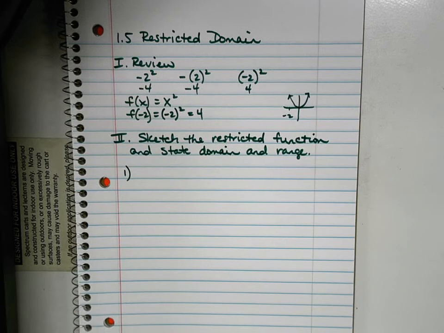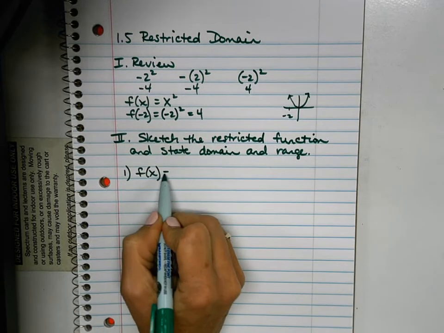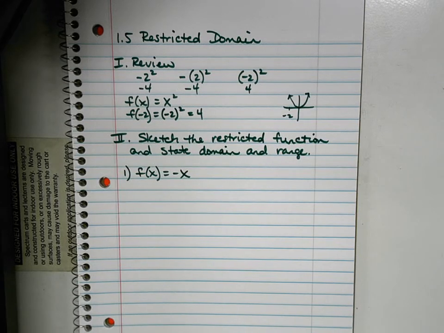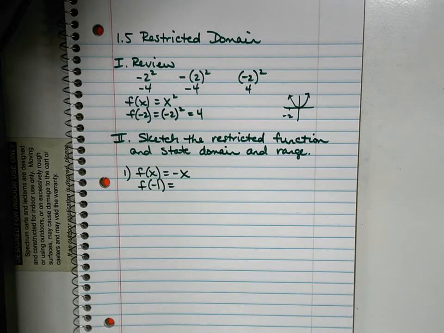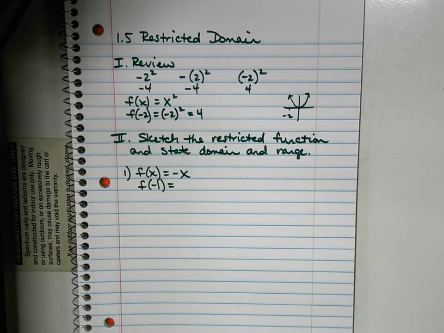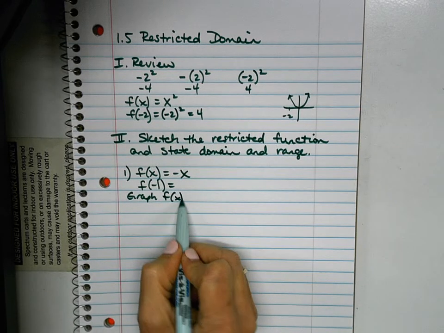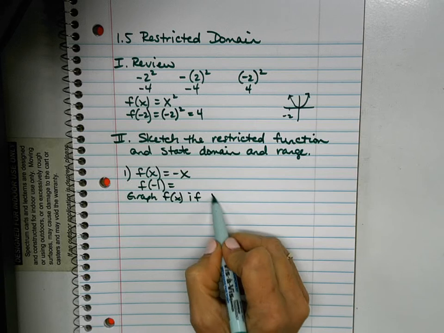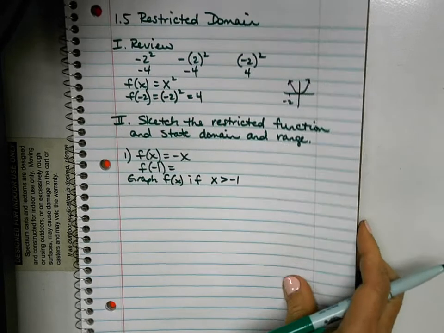So number 1, this is how it's going to look. All right, the function is going to be given to you, and let's say this first one is negative x, or really I want to think of this as the opposite of x. Okay, this is going to be given, and I love the way this was designed, that we have you find this f of negative 1. That negative 1 is significant because we're going to restrict our graph. We're going to graph f of x if x is greater than negative 1.